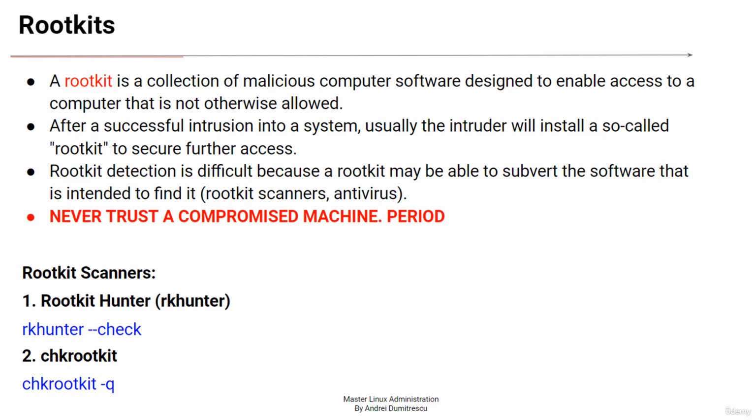A rootkit is a collection of malicious computer software designed to enable access to a computer that is not otherwise allowed. A rootkit contains malware that can steal data and take over a system for malicious purposes, all while remaining undetected. Typically, a hacker installs the rootkit after having obtained privileged access to the system. Obtaining this access is a result of a direct attack on the system, such as exploiting a known vulnerability or getting a valid password obtained by cracking or social engineering tactics like phishing.